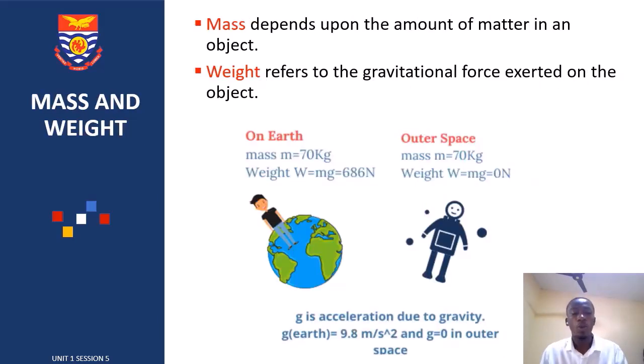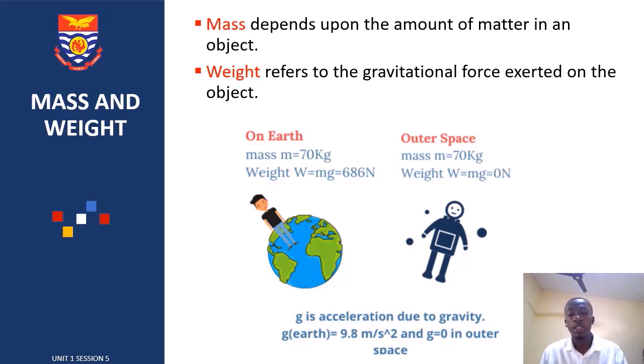Mass and weight. We've all heard of mass and weight in our high schools. What is mass? Mass depends upon the amount of substance in an object. Likewise, weight refers to the gravitational force exerted on the object. So we've all checked our mass in our hospitals, right? Someone can weigh 70 kilograms, someone can weigh 40 kilograms, a baby can weigh say 20 kilograms.